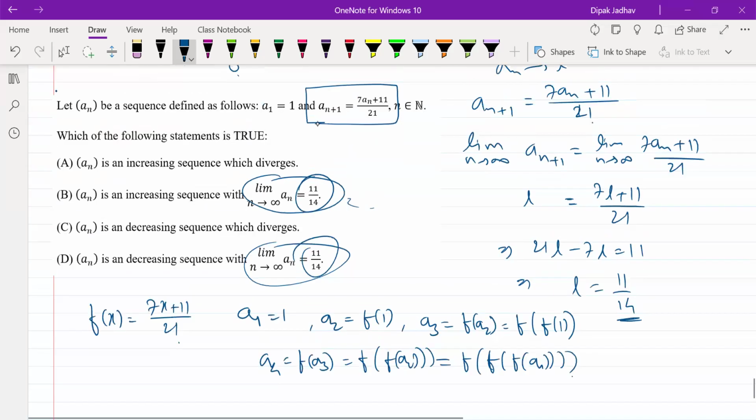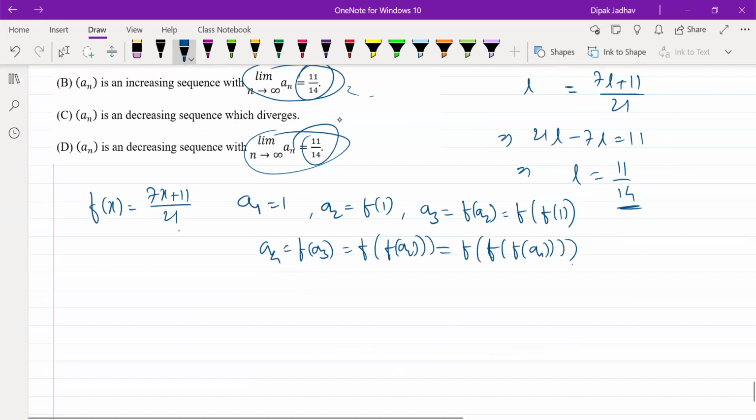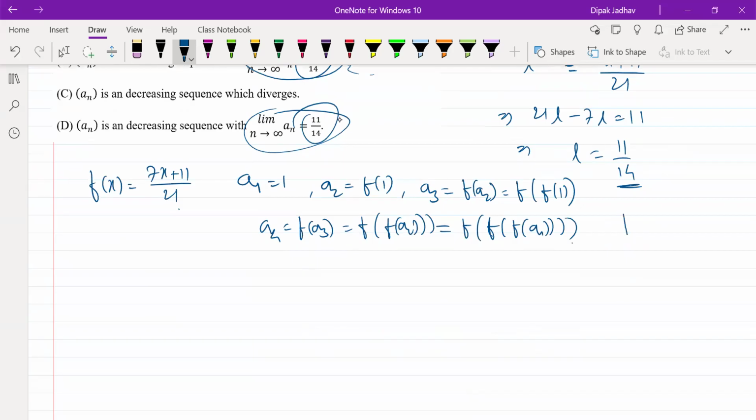So you go on repeatedly applying f, and you are generating terms of the sequence. This suggests something which we have already studied: fixed point iterations.